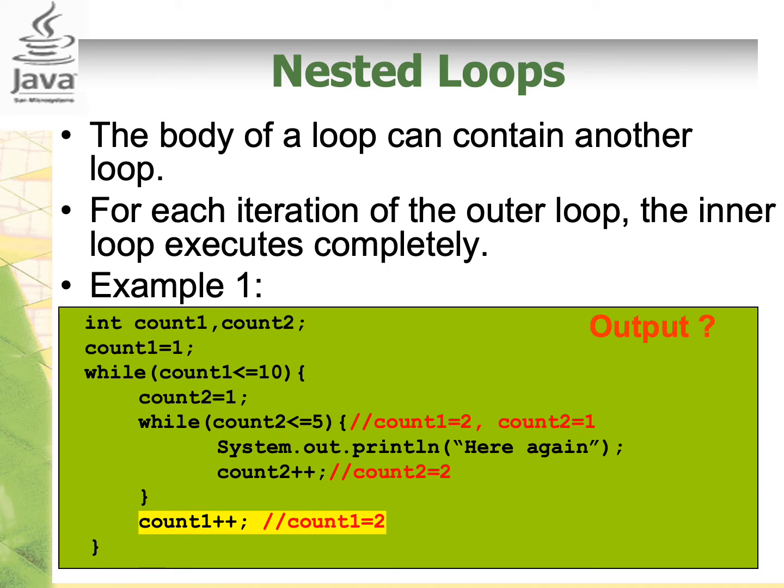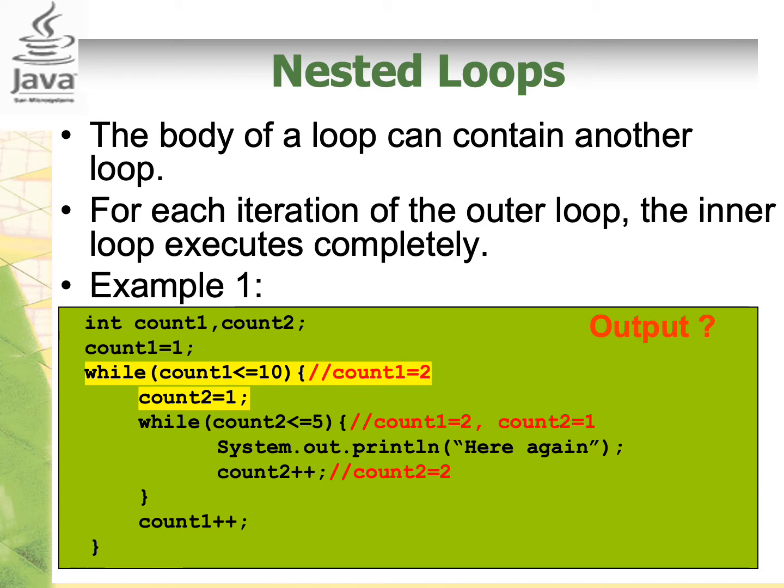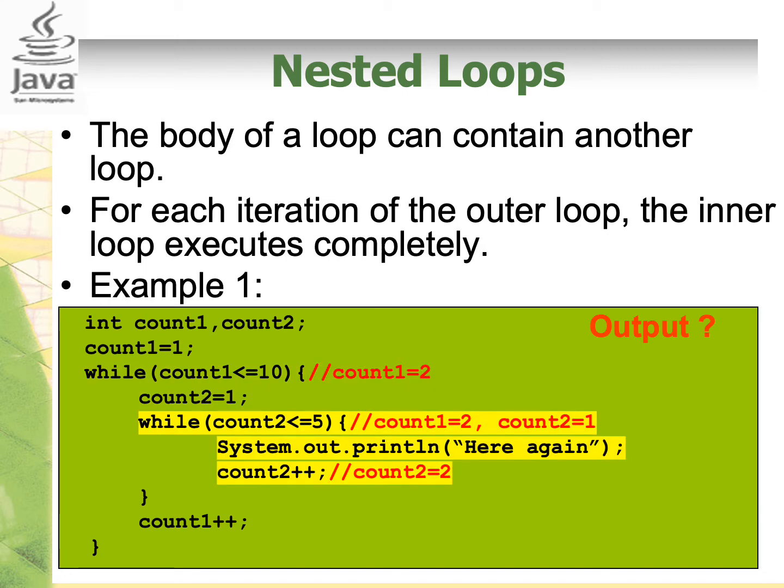The last statement within the outer while loop is count1 plus plus. So it increments count1 to become 2. It checks the outer while loop condition. 2 is less than or equal to 10. So that is true. It reassigns the value of 1 to the variable count2 again. It then repeats looping through the inner while loop until count2 becomes 6 and exits the inner while loop.